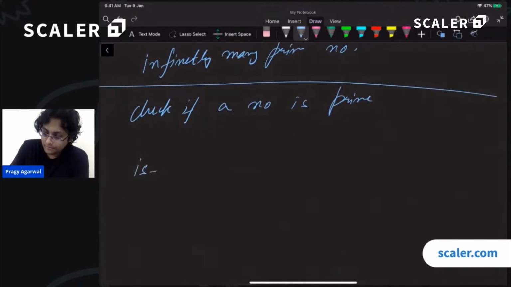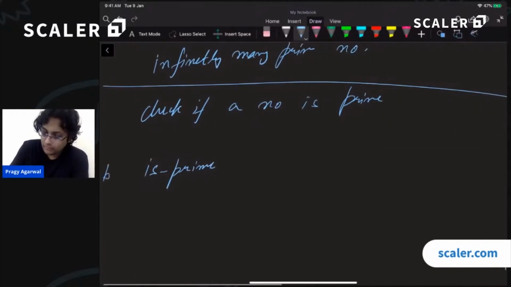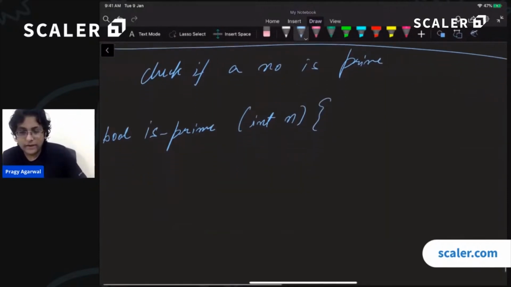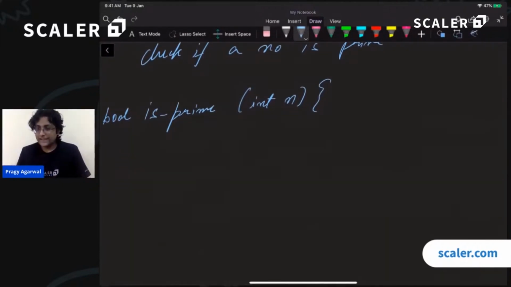So, is prime. It is going to return a boolean and it is going to take an integer. So how can we write this program? Very simple, right?